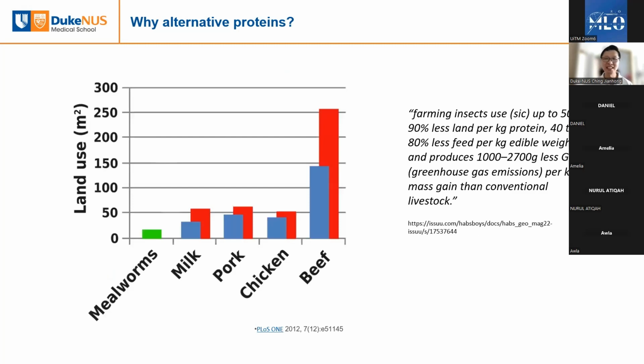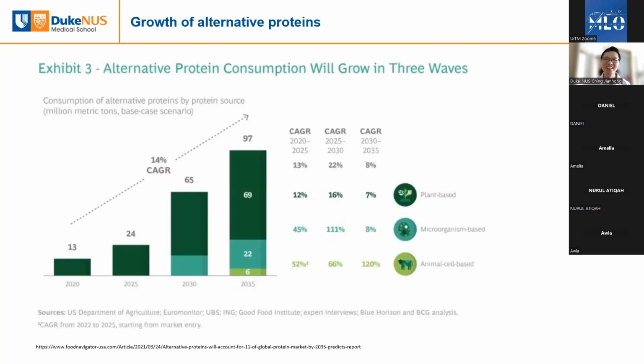So for insects, the climate advantage is more obvious. They use up to 50 to 90% less land per kilogram protein produced, 40 to 80% less feed per kilogram edible weight, and produce 1,000 to 2,700 grams less greenhouse gas emissions per kilogram mass than conventional livestock. So we should eat more cockroaches and so on.